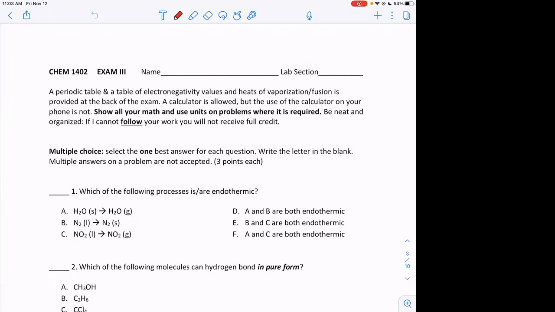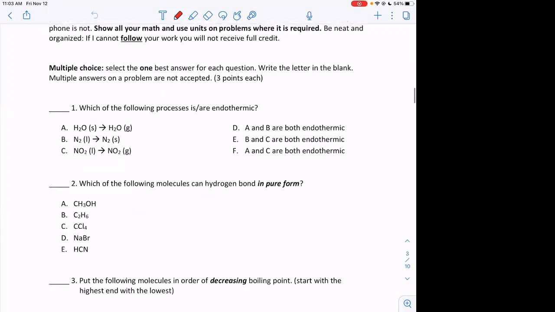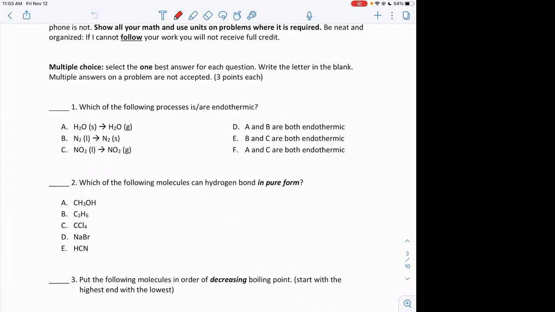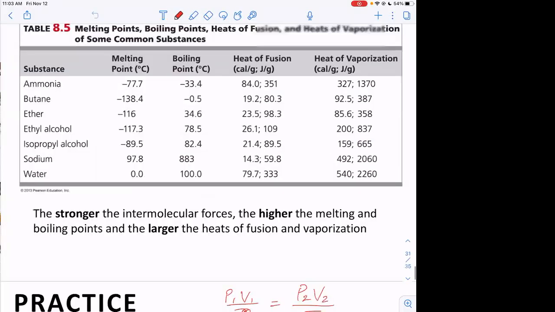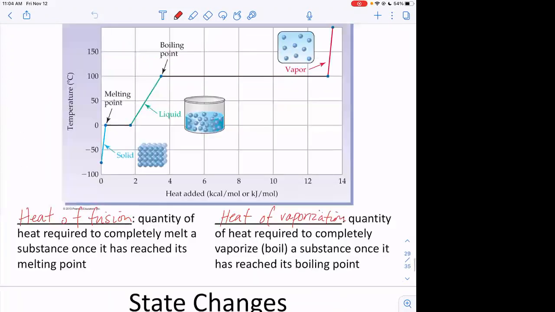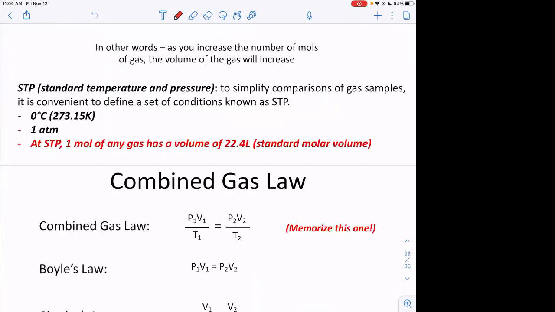The question here is, which process is endothermic? And this goes all the way back to the beginning of chapter 8, where we looked at processes and labeled them as endothermic or exothermic. I'll prove to you which slide I'm talking about, the very beginning of chapter 8. Maybe I can just, right here.